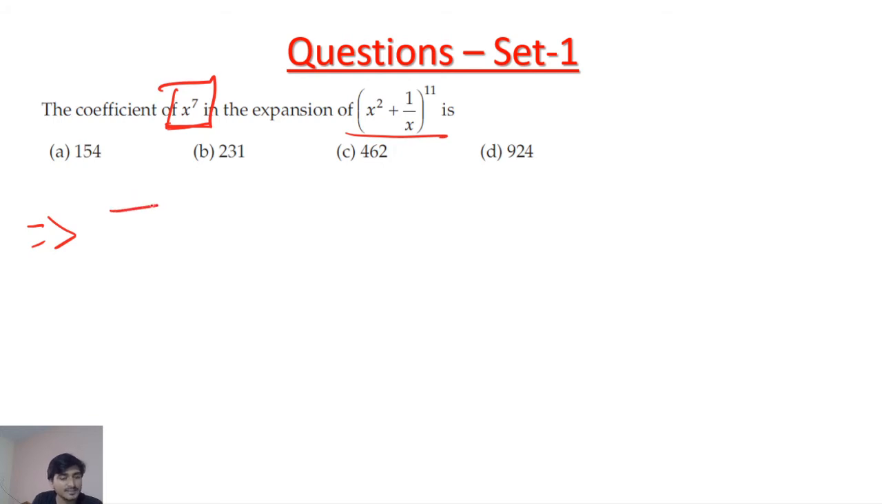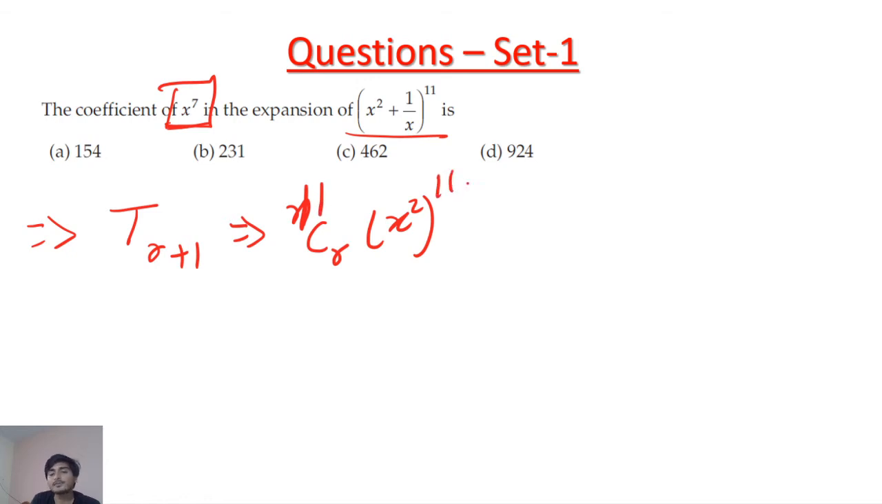If I'm writing T r plus 1, that will give us nCr into x square to power, sorry, 11 is here, so 11 minus r, into 1 by x to power r. Is it clear or not? Pranav, Shreya, Rachita, all of you please see if this is clear or not.